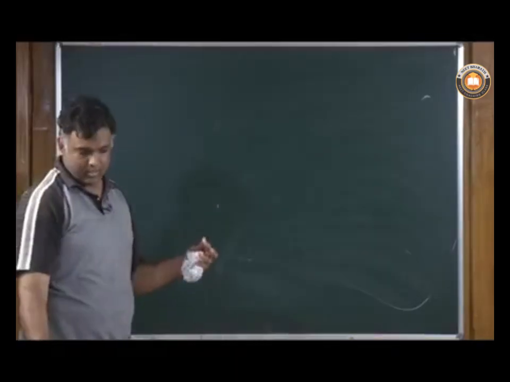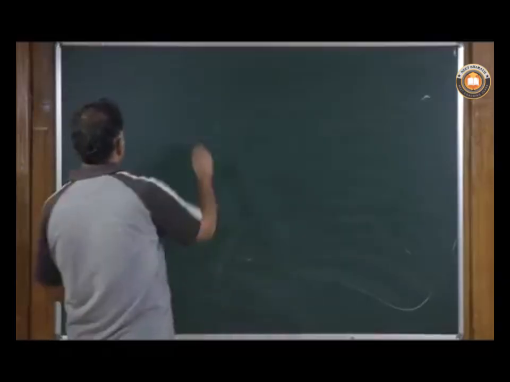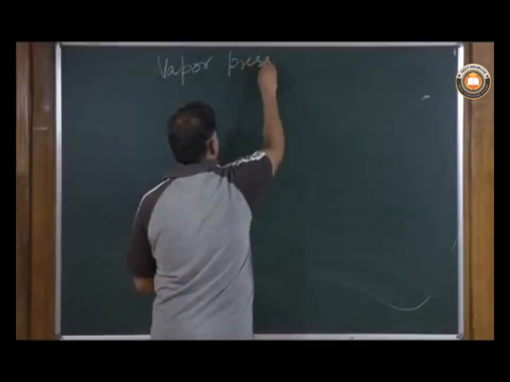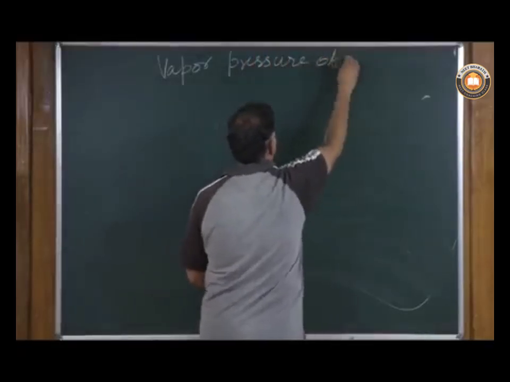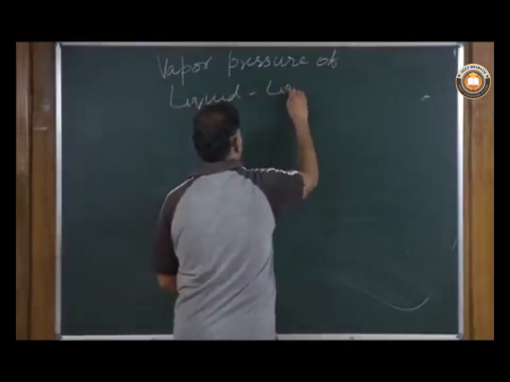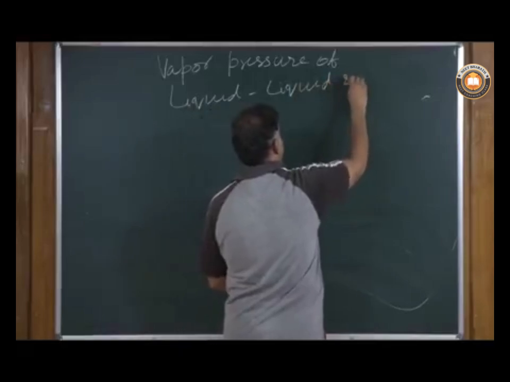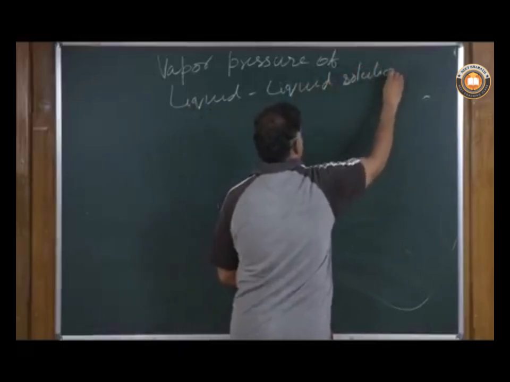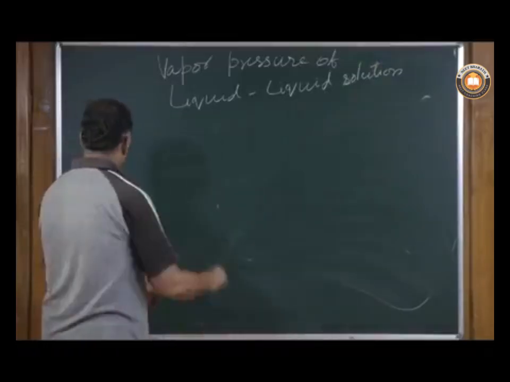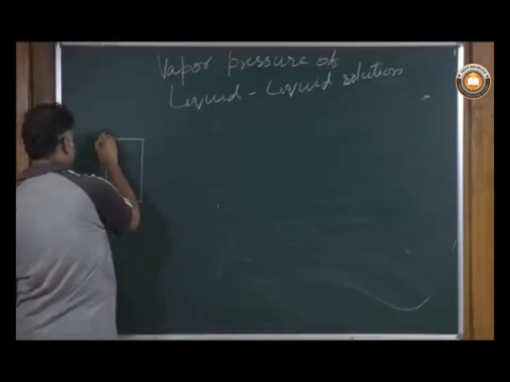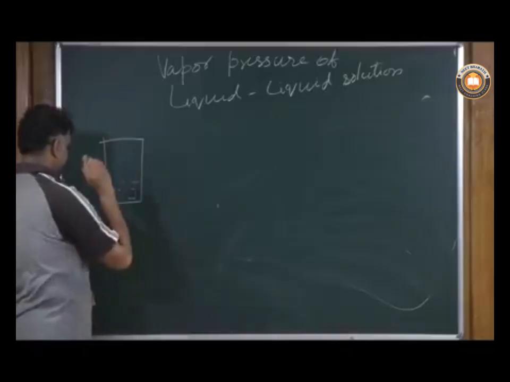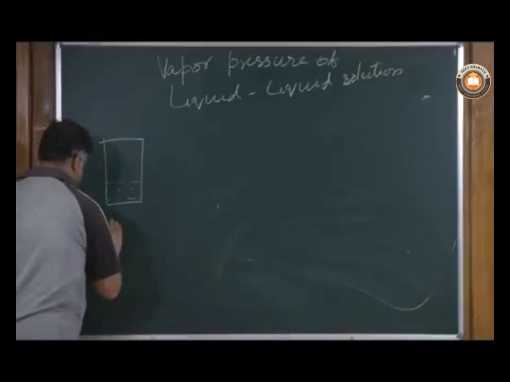Okay, let us next discuss vapor pressure of liquid solution. So, let us first consider the pure liquid. Let us say I have a liquid A, put it in a closed flask. So, I have introduced some liquid over here. This is a volatile liquid.